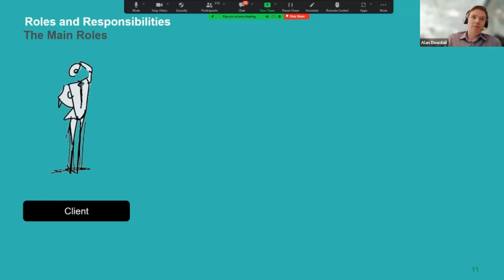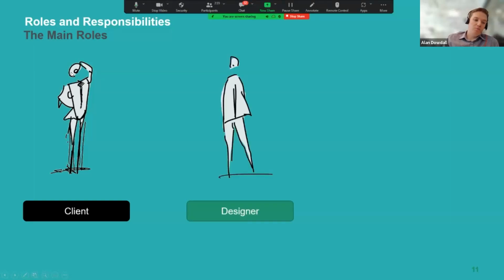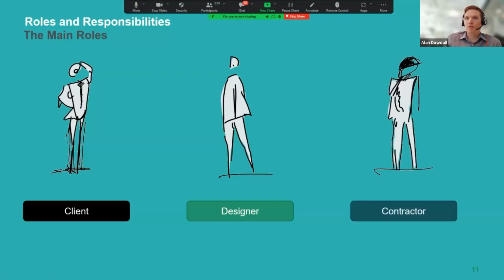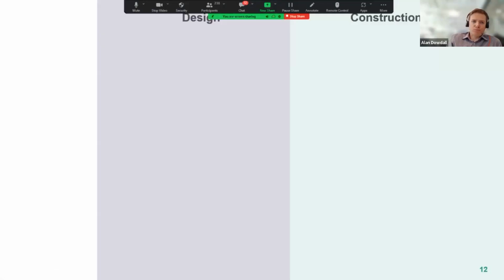You have a client, and you can clearly see that this is a client. They're thinking about a building or a facility that they want to build, and then they're going to need a designer to realize that vision. This is clearly a creative person as a designer, and when they have a design in place, they'll want a contractor to build that building. So there are many different roles throughout construction, but you could probably narrow them down in their basic form into these 3 types of people.